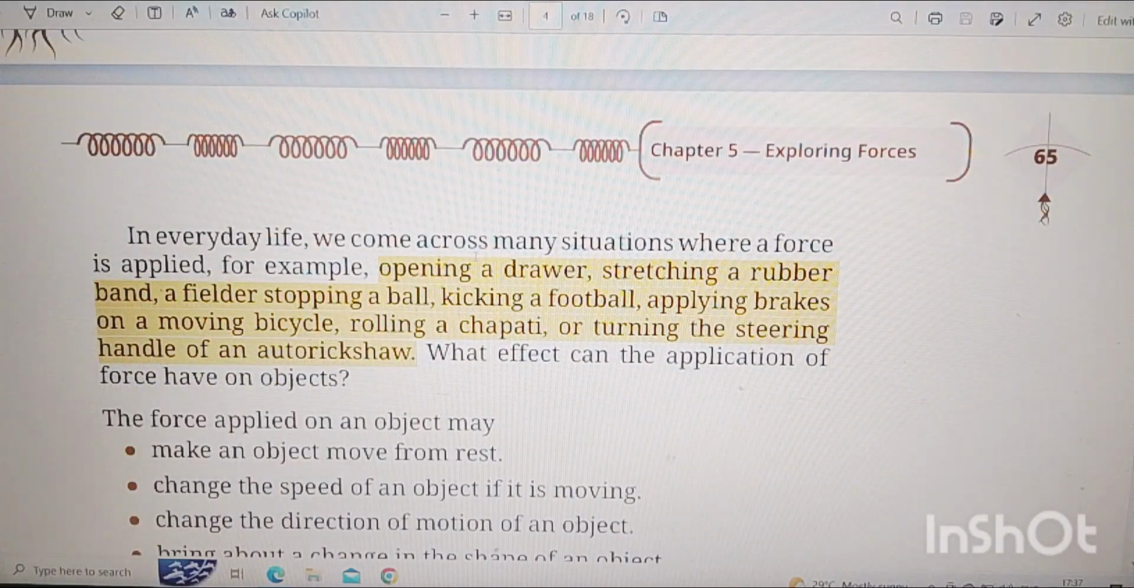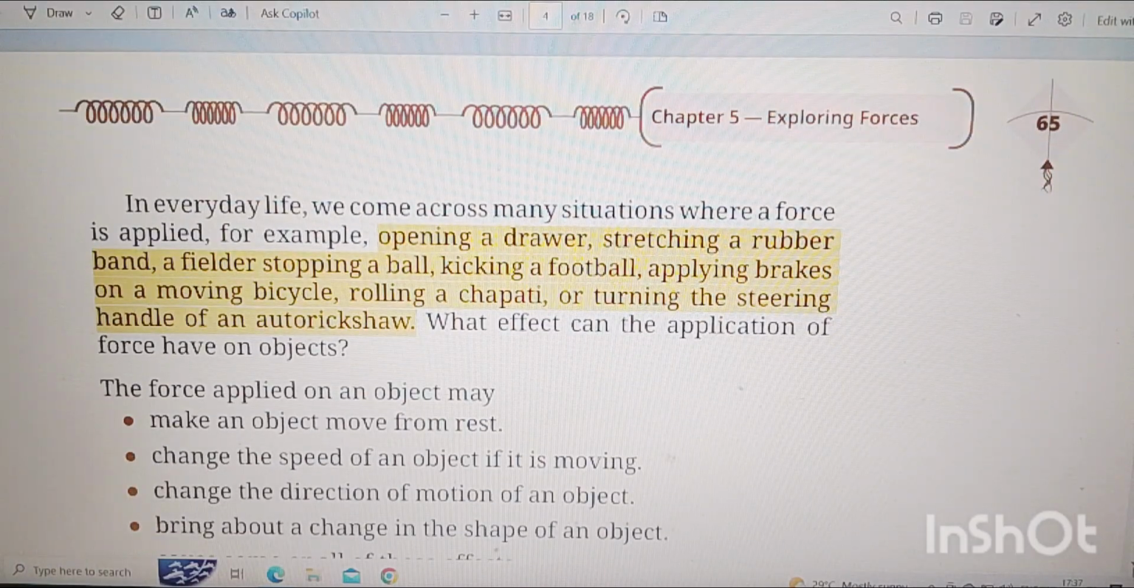So here, as an example in our text, opening a drawer, stretching a rubber band, fielder stopping a ball, kicking a football, applying brakes on a moving bicycle, rolling a chapati, or turning the steering handle of an auto rickshaw. These are all examples of applying force. Okay, we know, no need to learn this one. We already know the effect of applying forces, right?